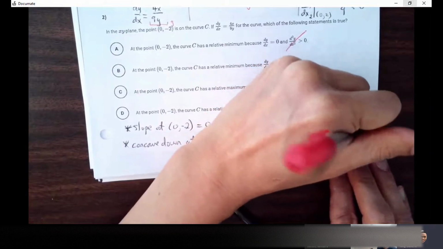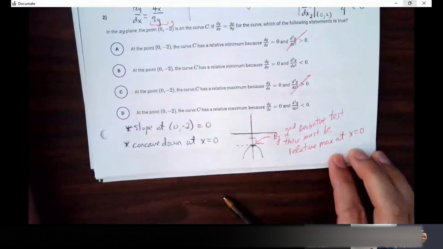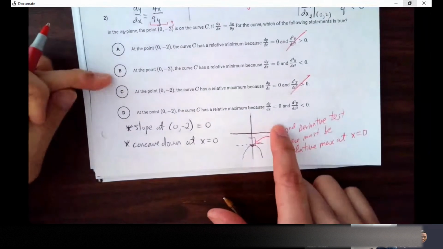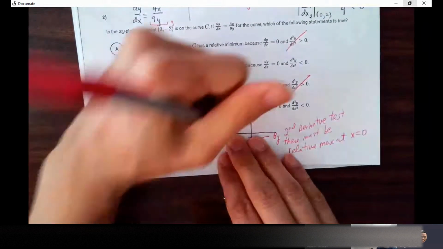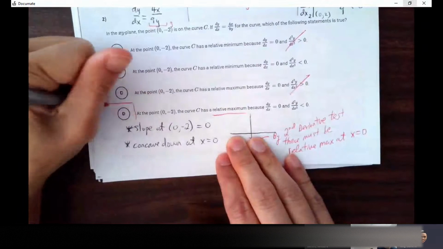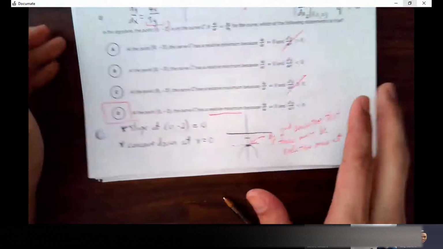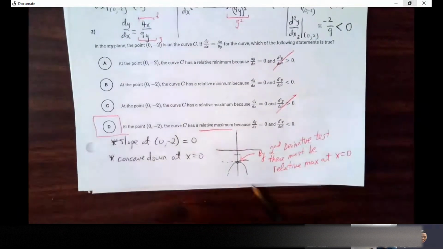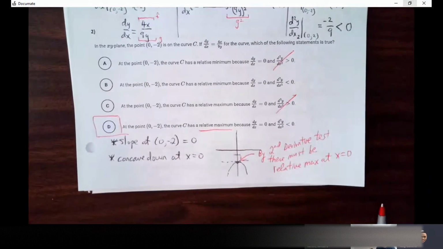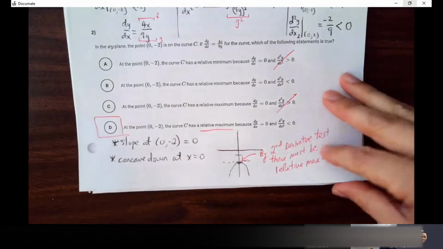B is relative min, D is relative max. So relative max is a better option for us. Answer choice D. Next page.